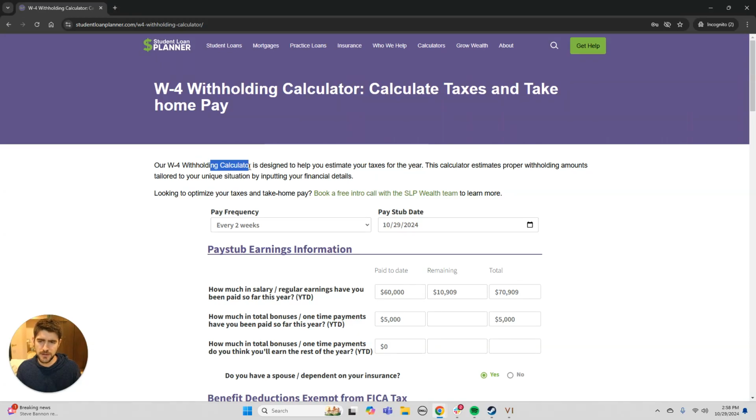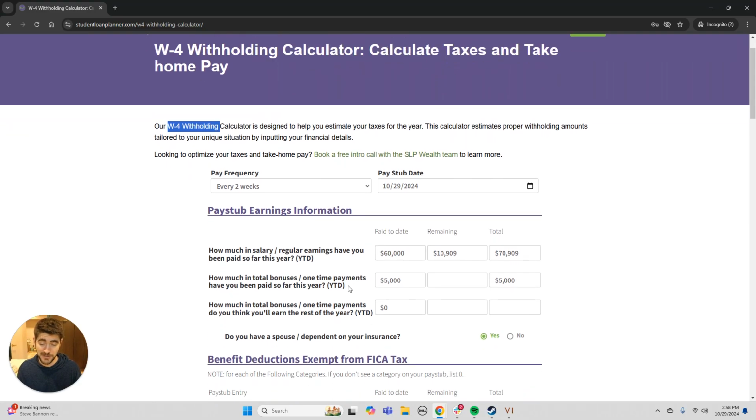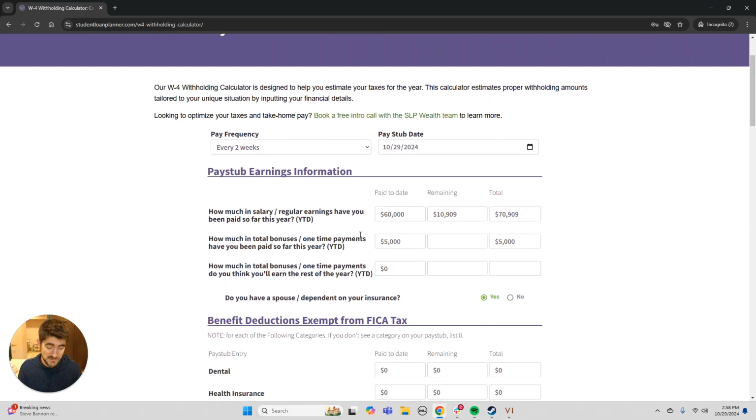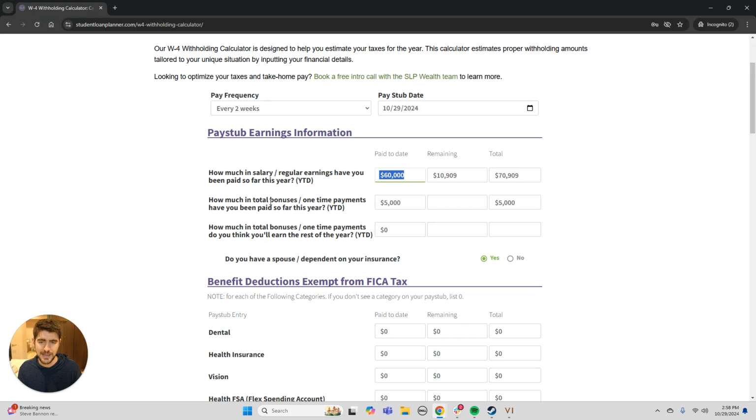So this calculator is a W-4 calculator. You often have to fill out a W-4 when you get a job to make sure you're withholding the right information. But sometimes when you switch jobs in the middle of the year, or if you put the wrong thing into your W-4, you're not going to withhold the right amount. So that's the purpose for this calculator.